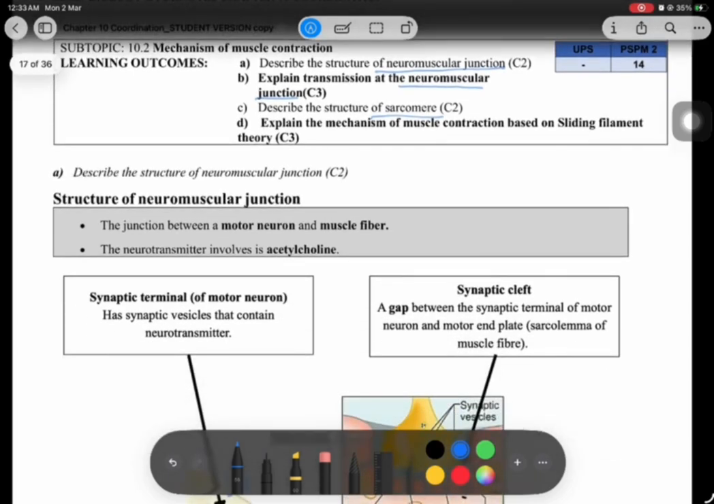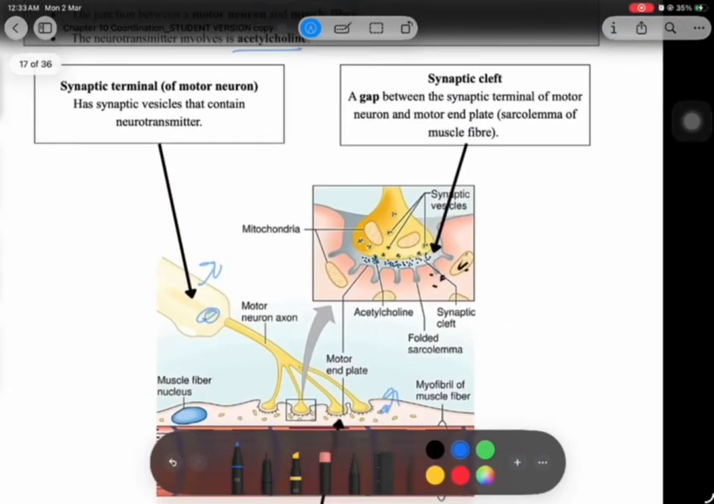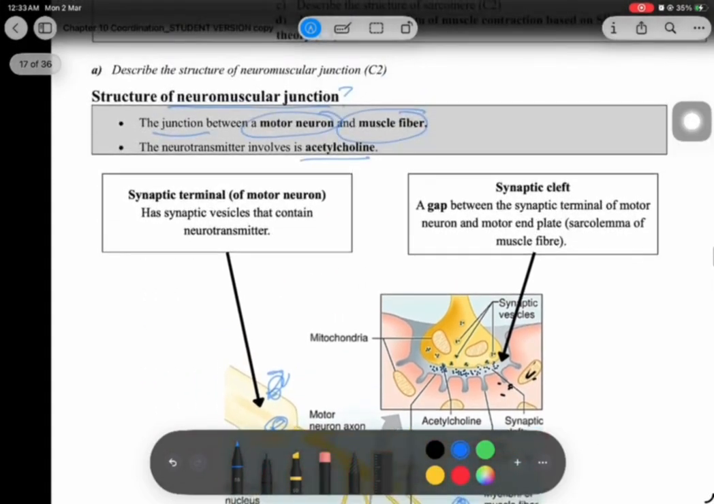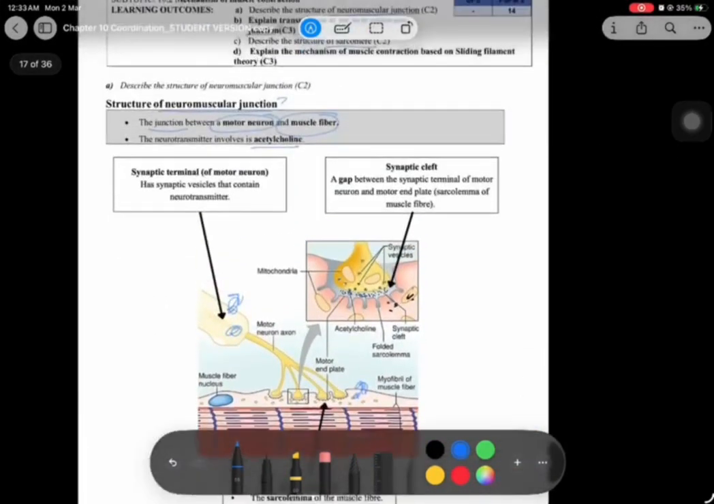So first of all, what is a neuromuscular junction? It is a junction between a motor neuron and a muscle fiber. The neurotransmitter that will be involved is called acetylcholine. As we can see here, this is a motor neuron, the yellow one, and this will be the muscle fiber, the peach one. There are three components that we have to know for this structure.